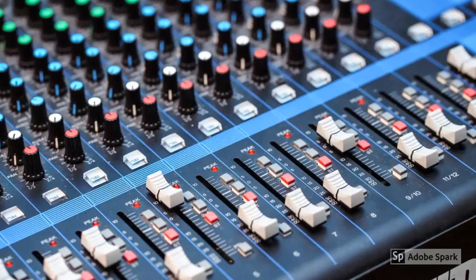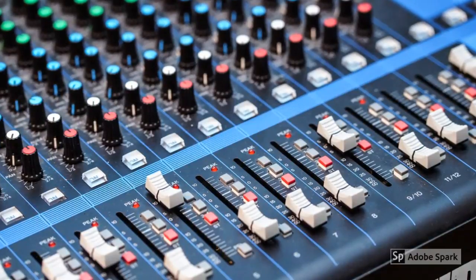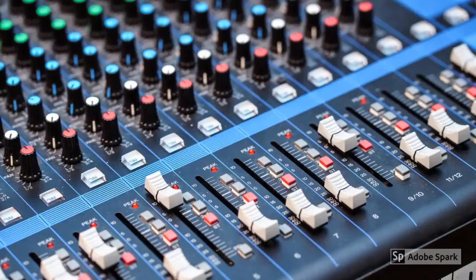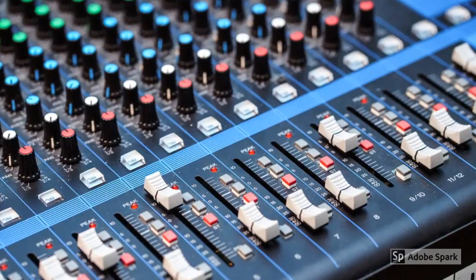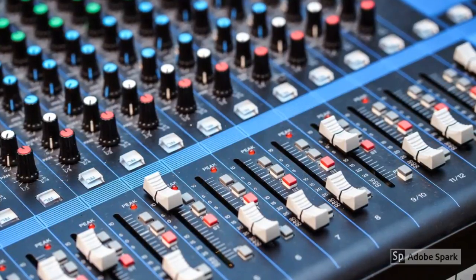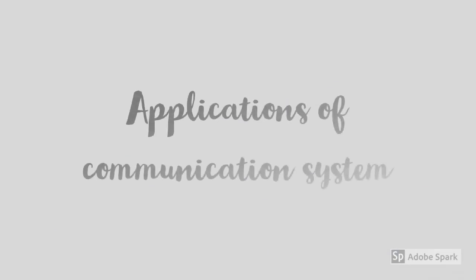So by this process, it can be justified that information can be transferred from one place to another place, or from one person to another person. So this is the end of the block diagram of a communication system.